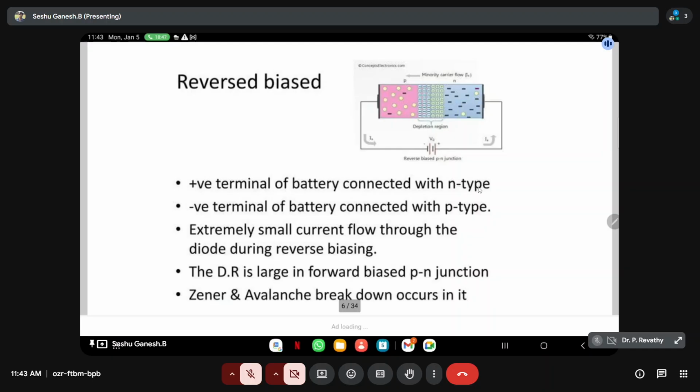So at a particular point in the reverse bias condition, we set up a cut-in voltage, where after passing that cut-in voltage, the current becomes very high, and the diode starts to conduct. That is said to be a Zener diode. We'll be seeing it when we complete this PN junction diode.